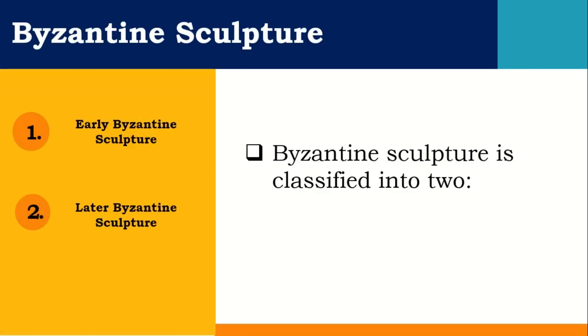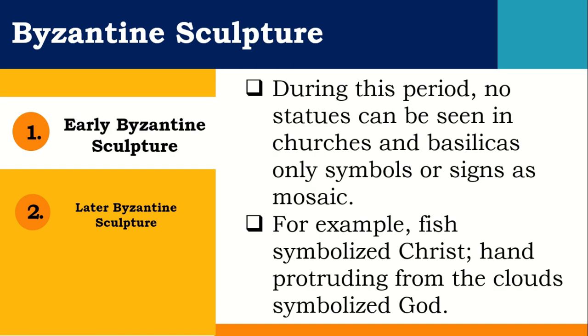The next one is the Byzantine sculpture. Byzantine sculpture is classified into two. Early Byzantine sculpture. During this period, no statues can be seen in churches and basilicas, only symbols or signs as mosaic. For example, fish symbolized Christ. Hand protruding from the clouds symbolized God.